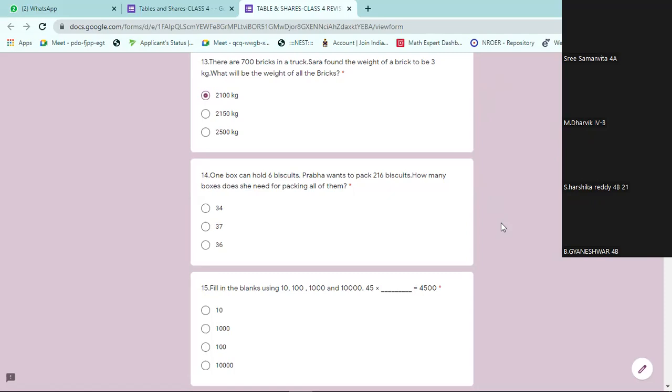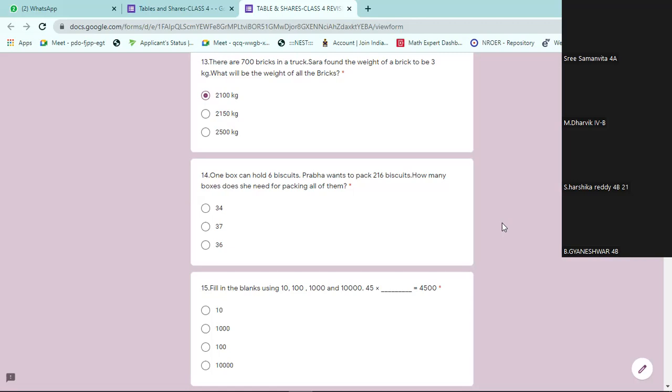Fourteenth question. In one box, we can keep 6 biscuits. 216 biscuits are to be kept, and then how many boxes are needed? 216 biscuits to be divided into boxes. So it is a division question. 216 divided by 6. 6 3s are 18. Subtract, 3 6. 6 6s are 36.